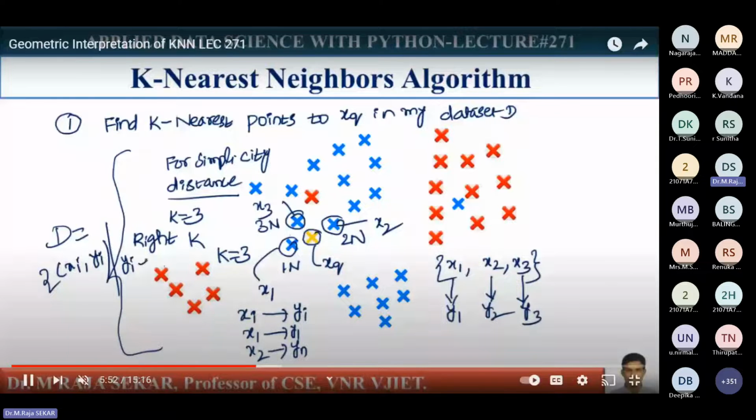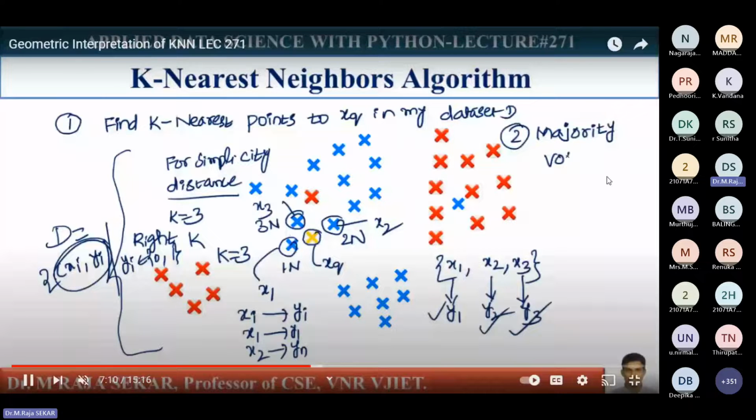What is the label for x1? It's a blue point. Blue point means positive label. Y1 is positive. For x2, what is the label? It's a blue point, positive label. X3, Y3 is a positive label. How many positive labels do you have here? You have 3 positive labels. There is something like majority vote. Here all of them are positive. Therefore, I can treat YQ corresponding to XQ as a positive label.